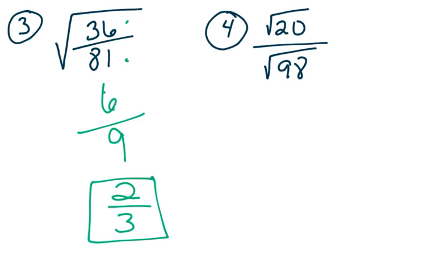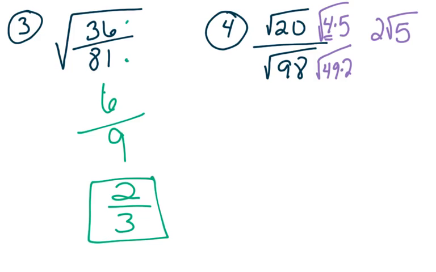All right, on number 4, we've got 2 pieces, so I'm going to simplify each of the parts. Looking at 20, the biggest perfect square that goes into 20 is 4, so 4 times 5. The square root of the 4 is the 2 that comes out, and the 5 stays underneath. The biggest perfect square that goes into 98 is 49, and it'd be times 2. The square root of 49 is 7, and the 2 stays underneath.